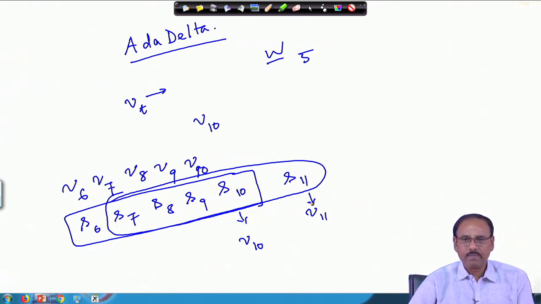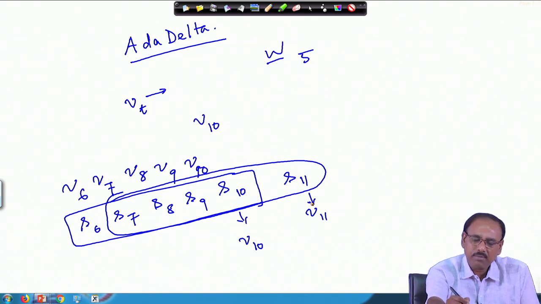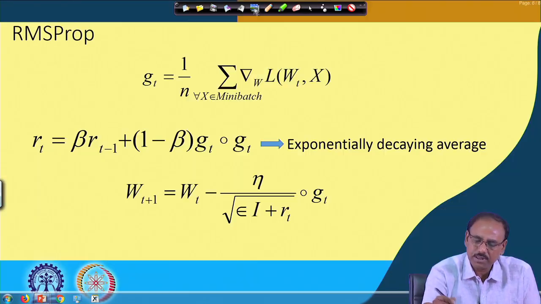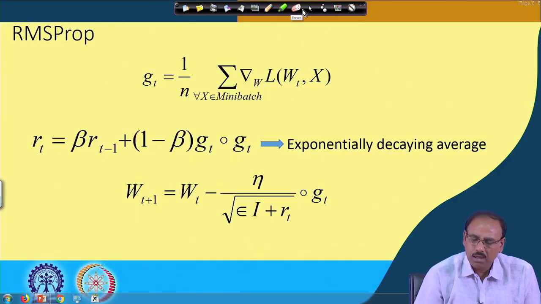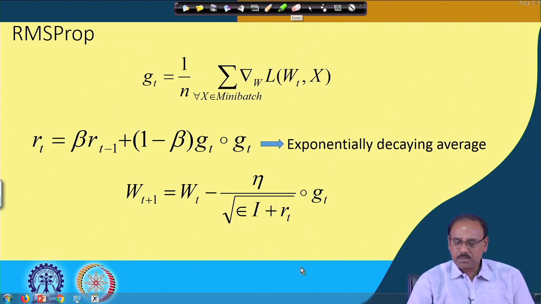So, you find that RMSProp takes the exponentially decaying average, while AdaDelta takes a moving window average of the squared gradients. That is the only difference between RMSProp and AdaDelta. In fact, both these algorithms were proposed almost simultaneously, but independently, and both of them give almost similar performance. So, this is your RMSProp algorithm.